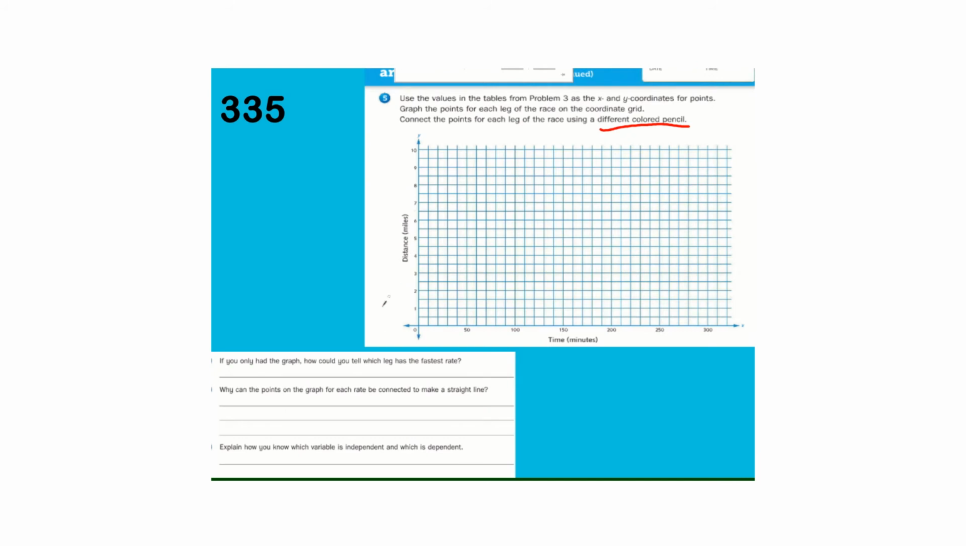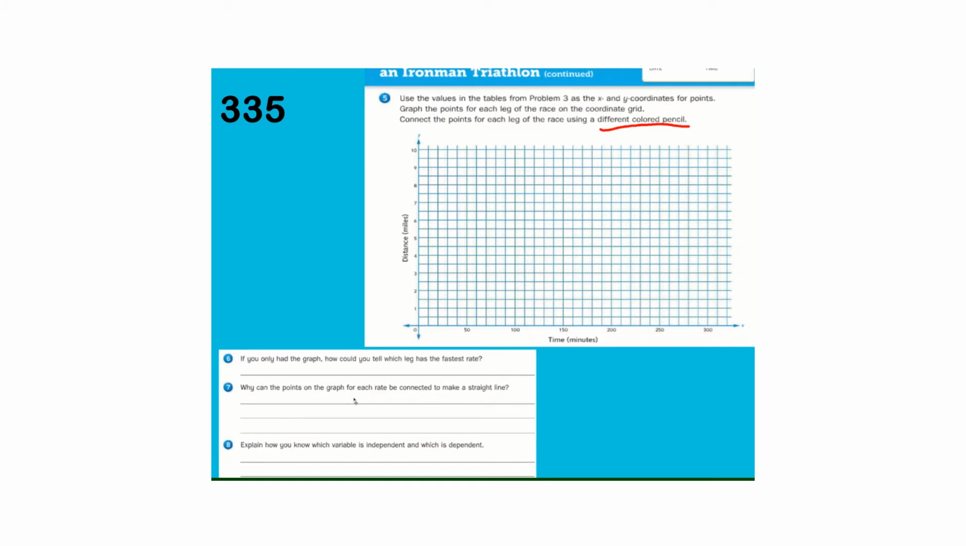Then answer questions 6, 7, and 8 here. If you only had the graph to use, how could you tell which leg was the fastest? Why can't the points on the graph for each rate be connected to make a straight line? And explain how you know which variable is independent and which one's dependent. Okay, so if you don't know the answer to number 8, we haven't talked about independent and dependent very much, so I'll try to explain that, but go ahead and pause now and try to work on those.